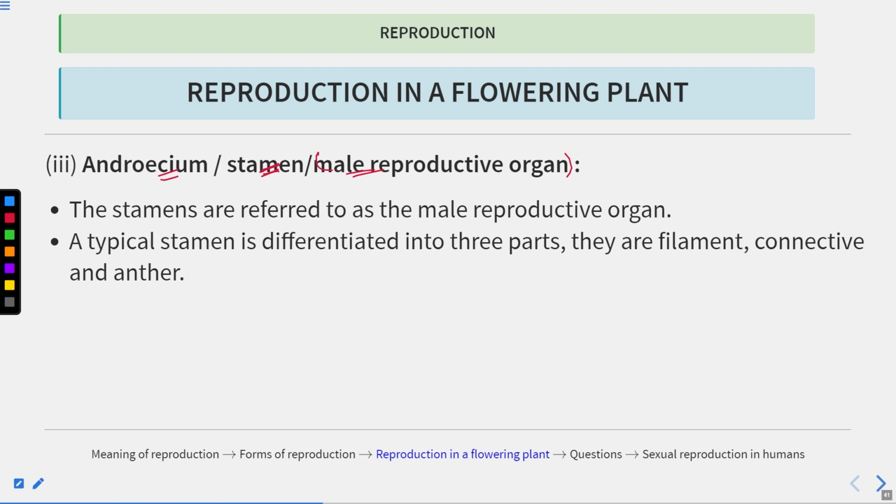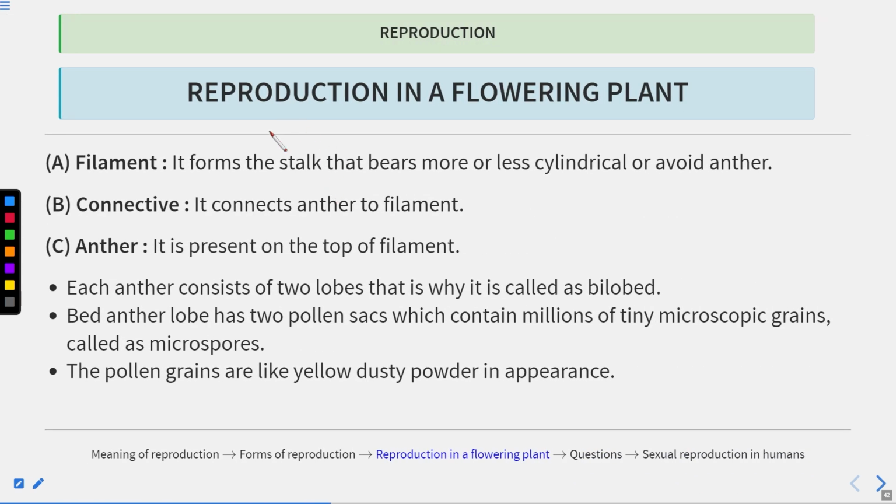Clear? So the stamens are referred to as the male reproductive organ, and a typical stamen is differentiated into three parts. The first part is known as the filament. The next part is the connective, and the third part is known as the anther. Now filament forms the stalk that bears the more or less cylindrical or ovoid anther. Connective tissue connects anther to the filament. And what is anther? It is present on top of the filament. Now each anther consists of two lobes. That is why it is known as bilobed.